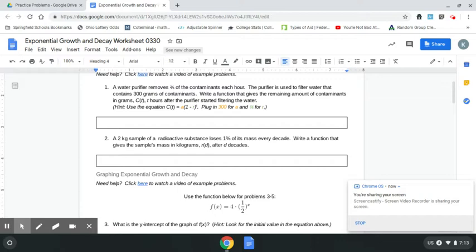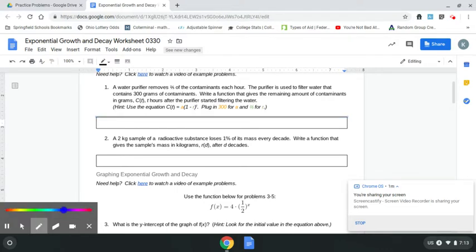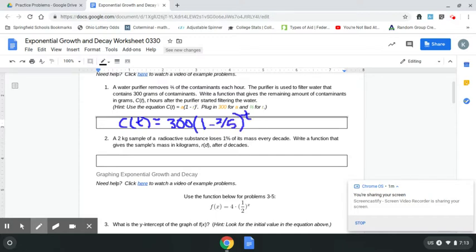Use the equation C of T equals A, where A is the initial value, times the quantity 1 minus R, where R is the rate. So when we plug this in here, they told me to start with C of T. C of T equals my initial value, which is 300. We multiply that by 1 minus the amount that it's losing each hour, 2/5. So we subtract 2/5 out, and it's raised to the T power.